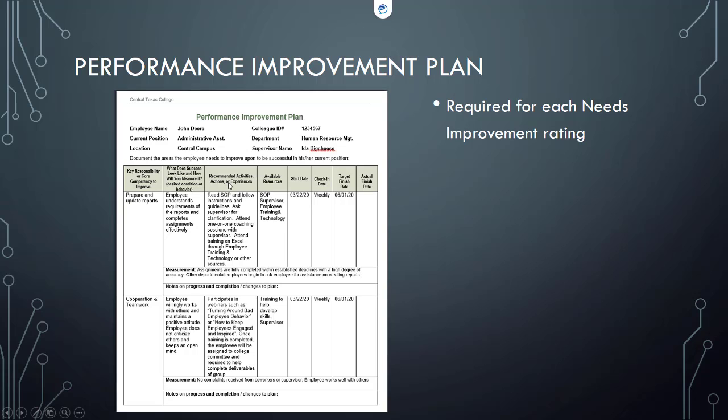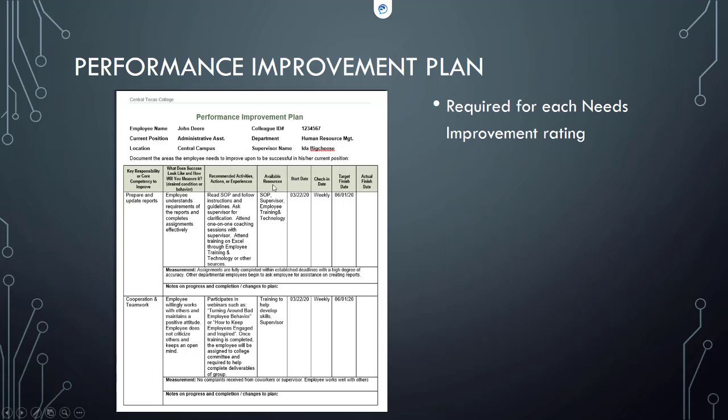Then we have recommended activities, actions, or experience. These are ways that they can go about improving on that needs improvement. For this one, we said they can read the standard operating procedures, follow instructions and guidelines, ask your supervisor for assistance, clarification, things of that nature. Attend one-on-one coaching sessions with your supervisor. You can attend training on Excel through the Employee Training and Technology Department or other resources available.